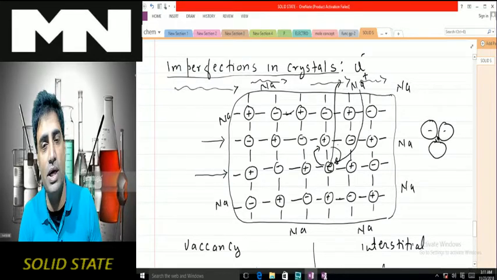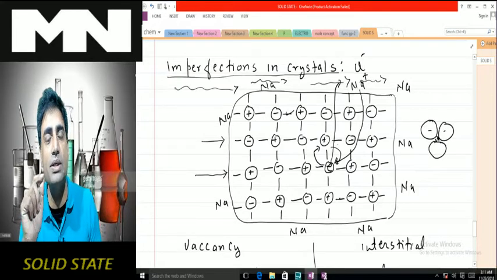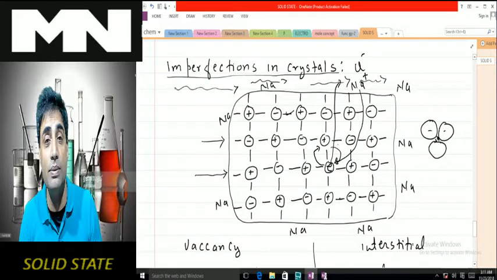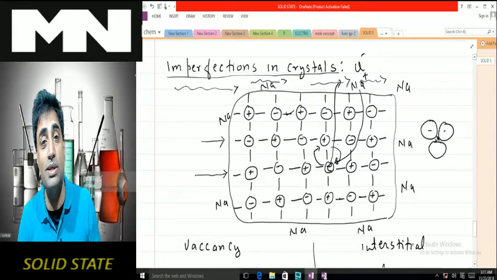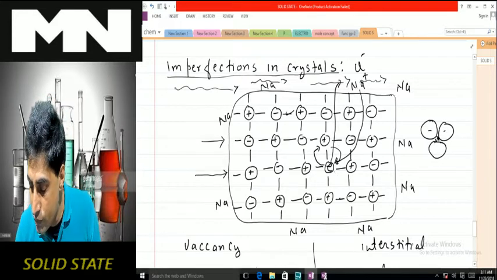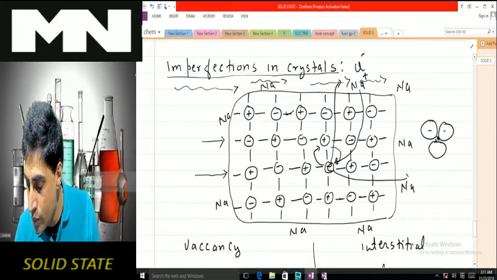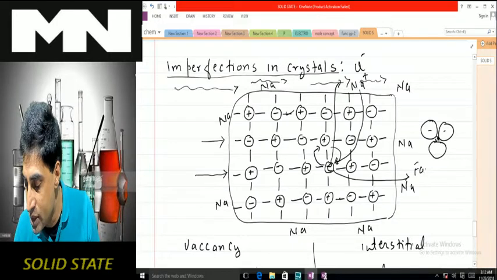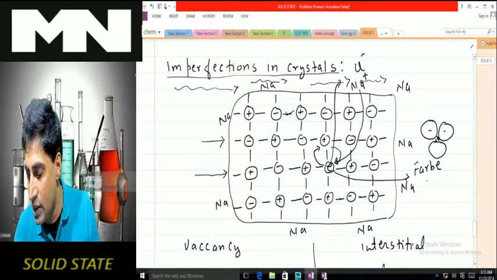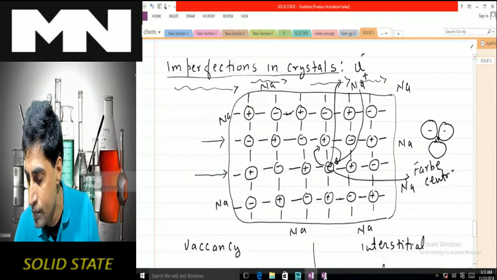So if you put a sodium chloride crystal in the vapors of sodium, it acquires a slightly yellow color. So sodium chloride crystal turns pale yellow in the vapors of sodium. Now, since this electron is responsible for the coloration of the crystal, we call it Farb center. Farb means color in German language. So, Farb center electron or F center electron.